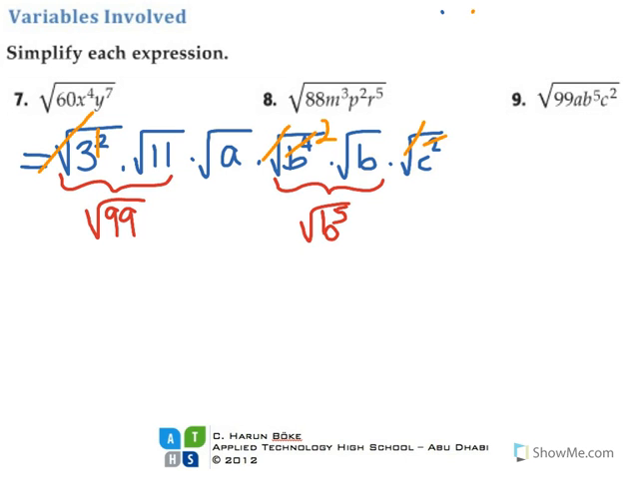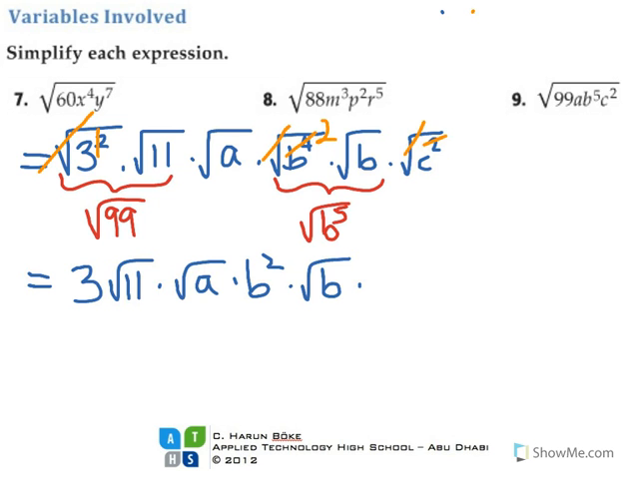So let's wrap it up. We have 3 square root 11 times square root of a times, here we will have b squared times square root of b times, now since this is c squared and we simplified with the square root, we will have the absolute value of c. This is very important, you shouldn't forget that. And let's simplify what we have here.